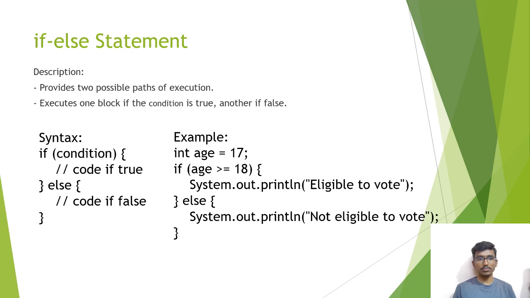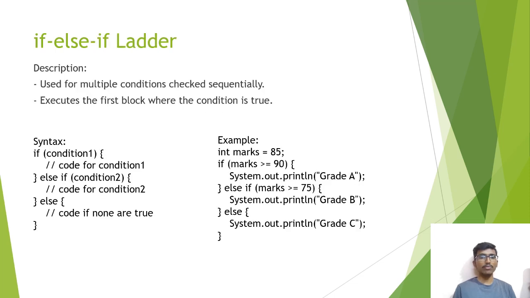Let's move on to the if else if ladder. This is used for multiple conditions checked sequentially. Executes the first block where the condition is true. Syntax: if condition 1, code for condition 1, and else if condition 2, code for condition 2, else the last code if none are true.